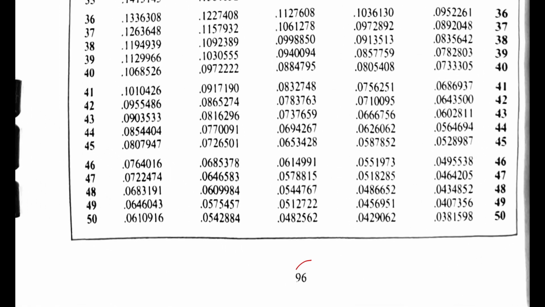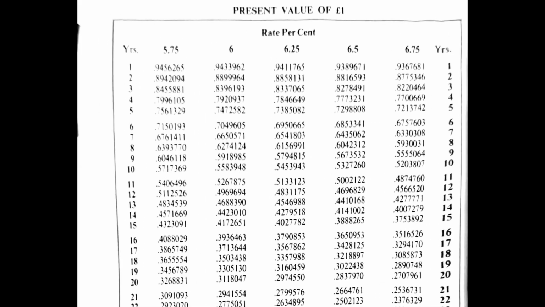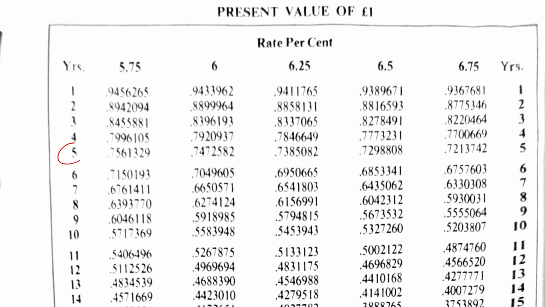We can find that on page 96, and then we trace it down to 5 years, and that intersection gives us our answer. So on this it says 0.7472582. When you're working with it, you can round it up to whatever number of decimal places you are using to come up with your answer.